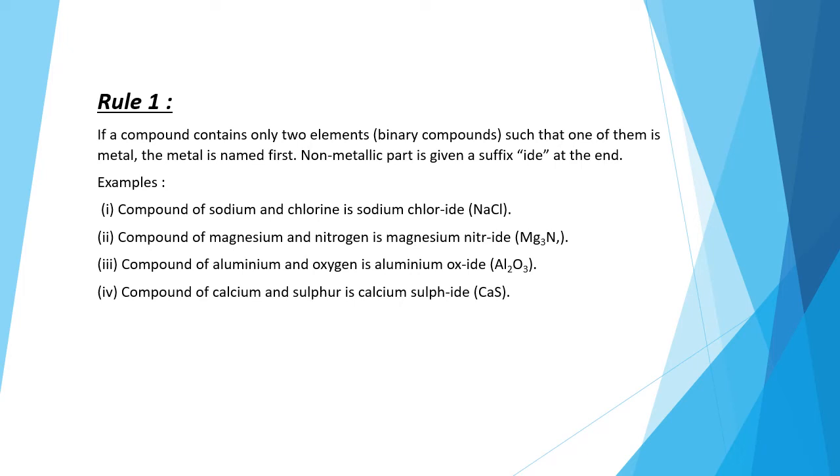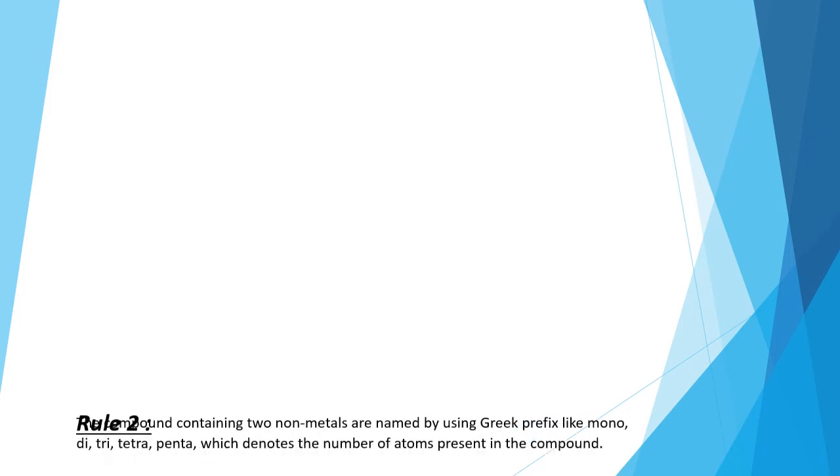Like the same, the compound of magnesium and nitrogen is magnesium nitride. The compound of aluminum and oxygen is aluminum oxide, Al2O3, and the compound of calcium and sulfur is calcium sulfide.